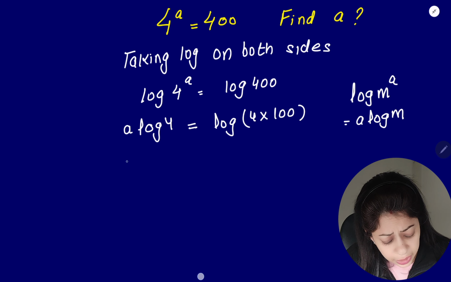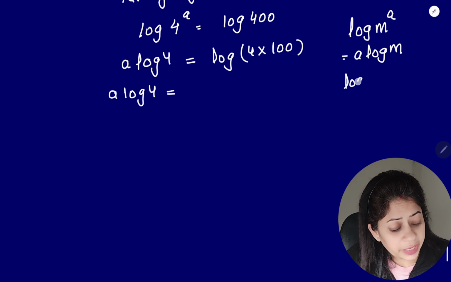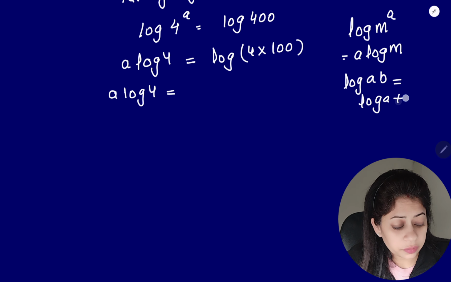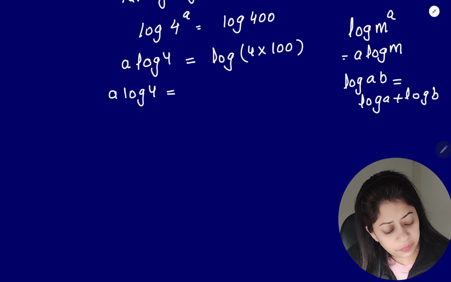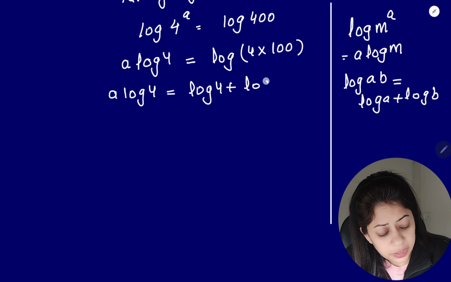Right? So a log 4 is equal to log AB. Log of a times b, like 4 times 100, is equal to log a plus log b. Okay. So what will we get here? Here it will become log 4 plus log 100.